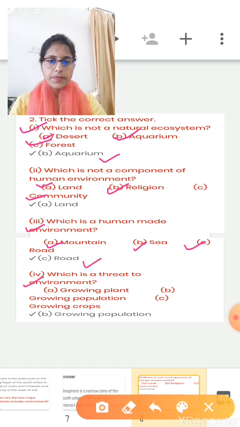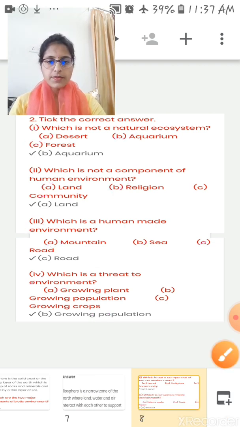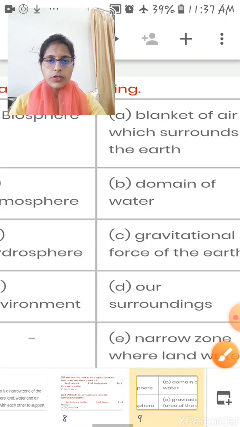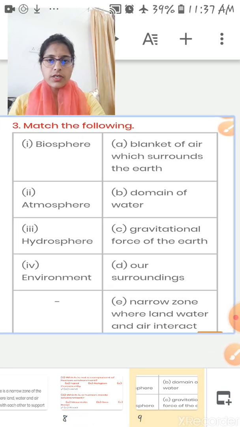And the last, which is a threat to the environment? The first option is growing plant, growing population, and the last option is growing crops. So the answer is B. Growing population is a threat to the environment. Now move on to the next. Match the following.